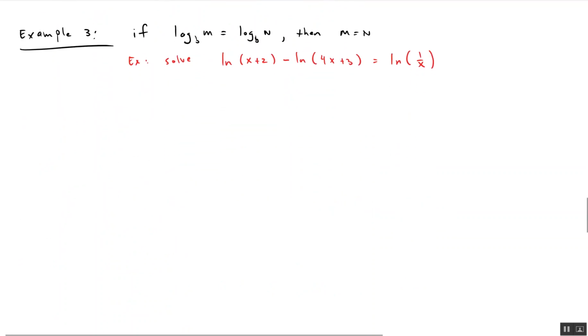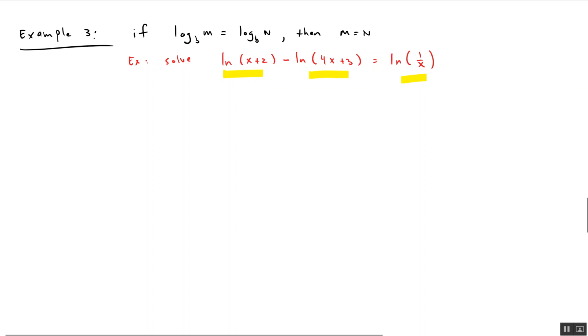Example 3. Here's our last example. This is probably the most complex of the problems that we've done. So let's take a look. We have the natural log of quantity x plus 2 minus the natural log of quantity 4x plus 3 equals the natural log of quantity 1 over x.